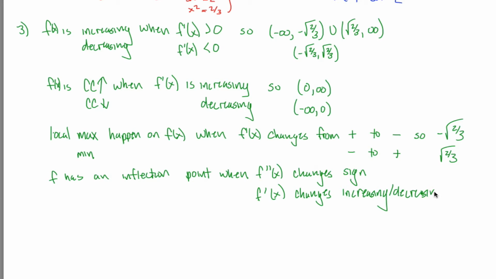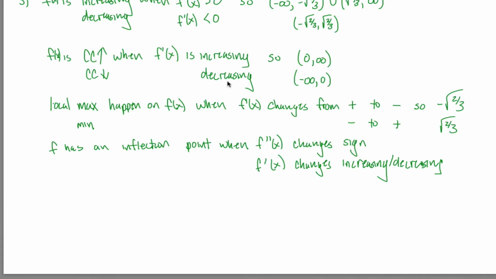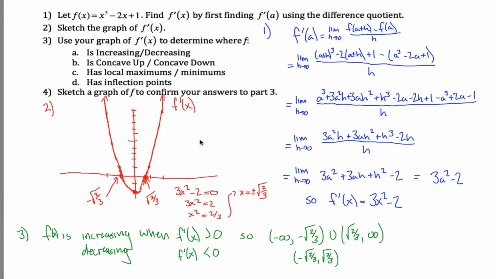And so the logic there is the second derivative is the derivative of the derivative. So you think about this in terms of a function. If the function changes from increasing to decreasing, then its derivative is changing sign. Anyways, f has an inflection point when this thing happens. So when does the first derivative change from increasing to decreasing? Looks like that's right here. Looks like that happens at 0. So that happens at x equals 0. Fine, good enough.